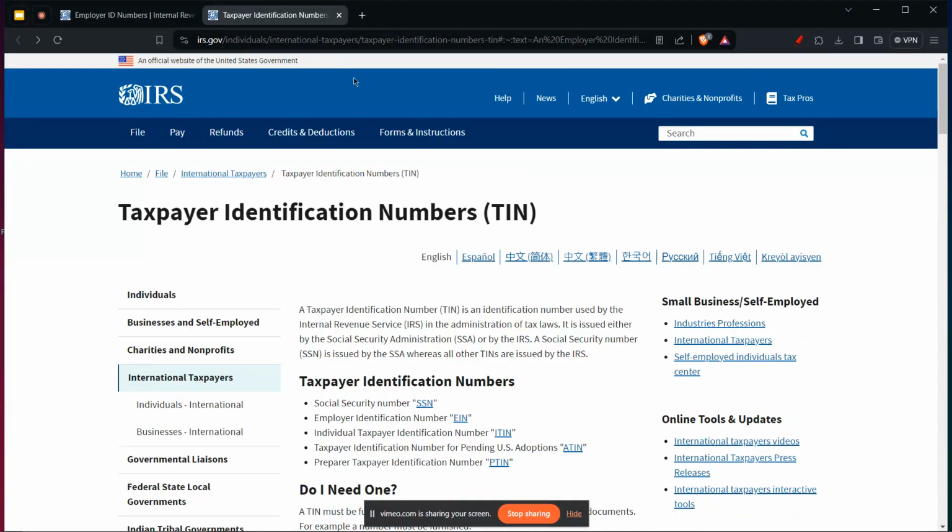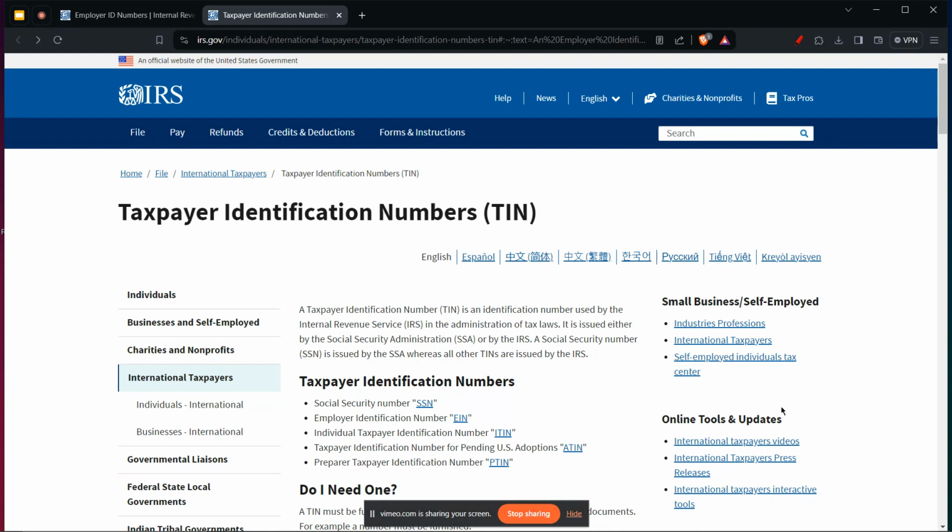Now the second type is individual taxpayer identification number. Now who needs this one? It's mostly needed by foreign nationals not eligible for an SSN who need to file a US tax return, claim tax treaty benefits, or open a bank account for tax purposes.